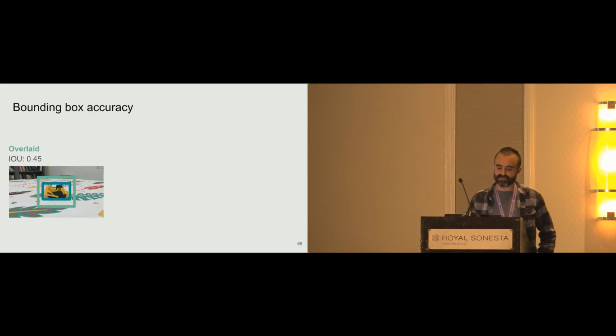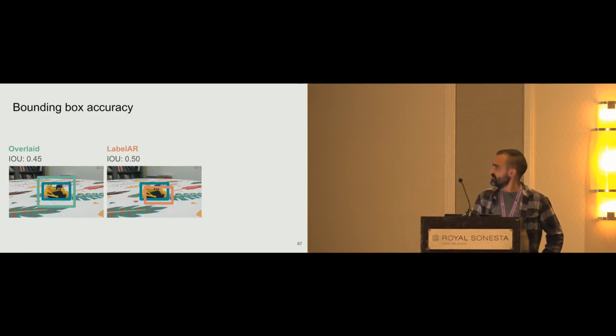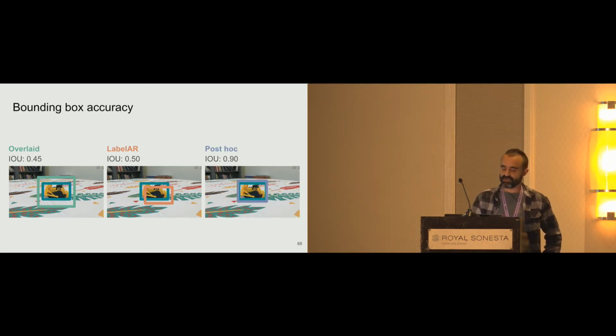The first factor is labeling accuracy in terms of IOU. The average accuracy of the overlaid interface has a 0.45 IOU. Here we show what a user-produced label with a 0.45 IOU might look like with the true box in blue. We do the same for LabelAR and see an IOU accuracy of 0.5, which is significantly higher, but not by much. Posthoc had a much higher IOU of 0.9.